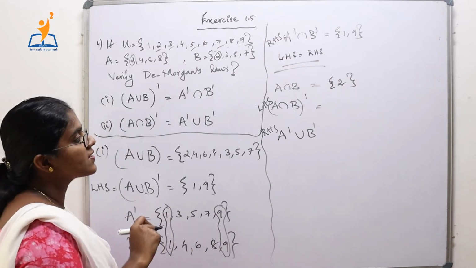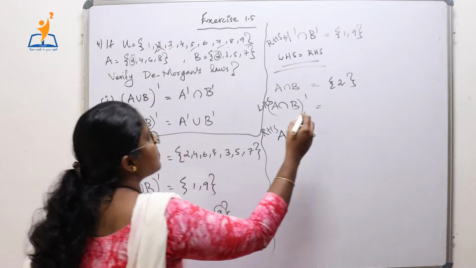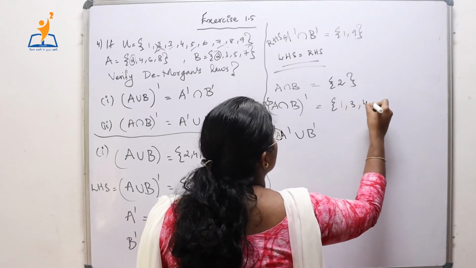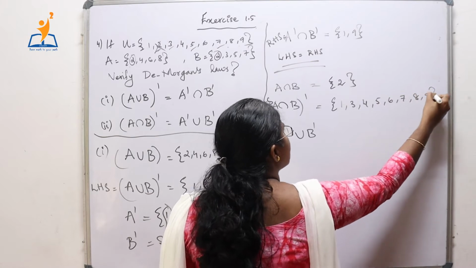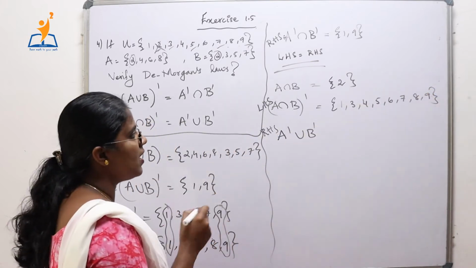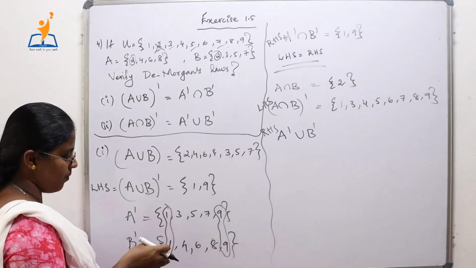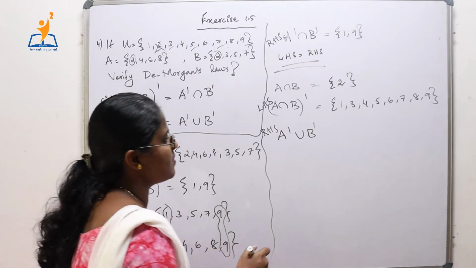Now, what is A intersection B the whole complement? We want to delete 2 and all the other elements are there in A intersection B complement, that is 1, 3, 4, 5, 6, 7, 8 and 9. That is A intersection B whole complement. Now we want A complement union B complement. This is A complement, this is B complement, and we are going to write all these elements together.